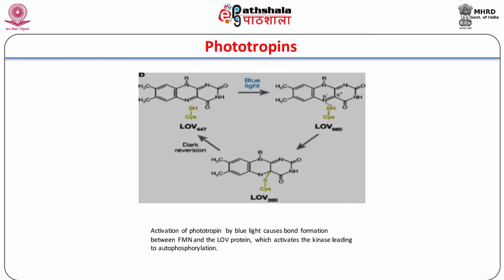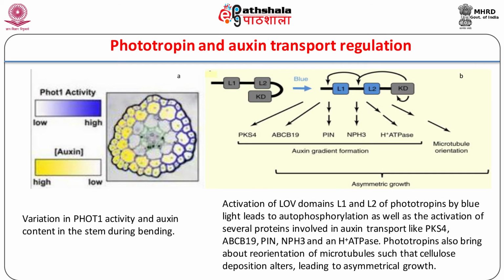Phototropins are located in the plasma membrane in the dark but are rapidly internalized in the presence of blue light, indicating that the phosphorylated form of phototropins dissociates from the membrane. This leads to a reduction in the blue light sensing ability of cells.